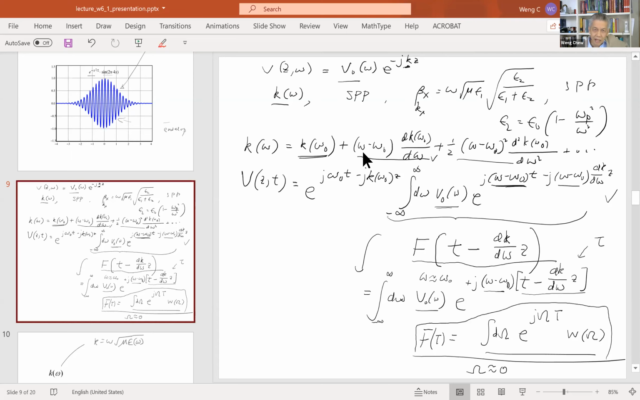But outside this function, there is a rapidly varying function of t as well, a rapidly varying function of z. So this is the carrier part, whereas this one is the envelope. So what you have here is that we have a capital F that defines the envelope, and you have this carrier outside that defines the carrier inside the envelope.